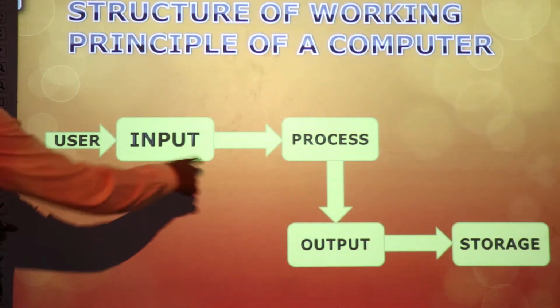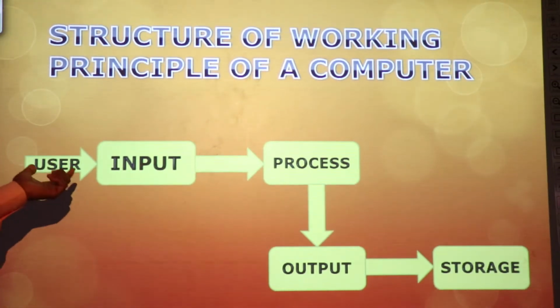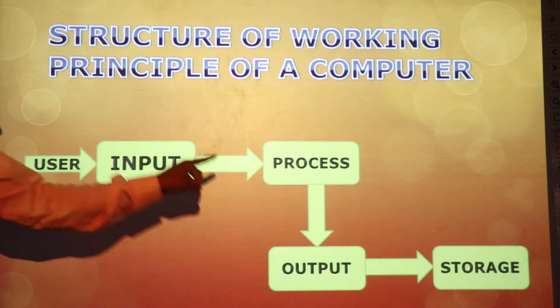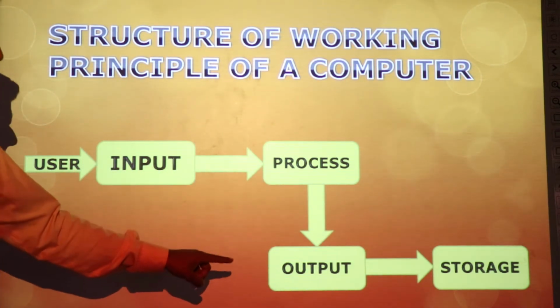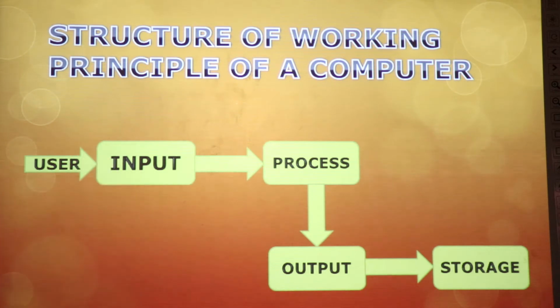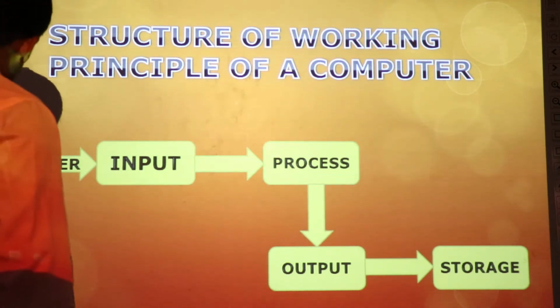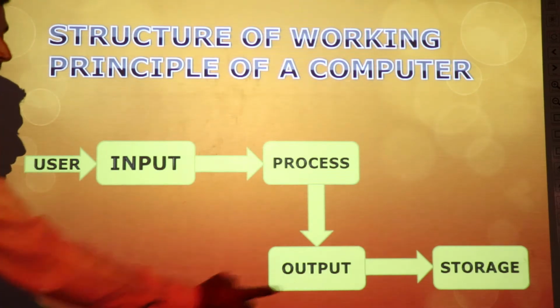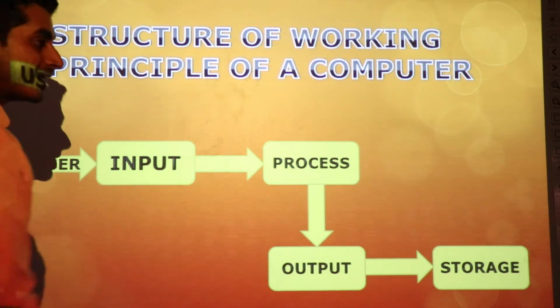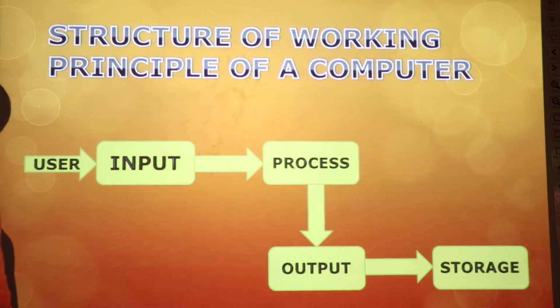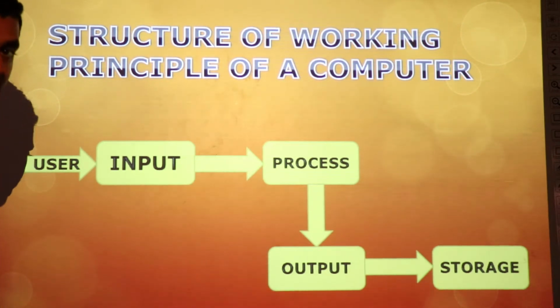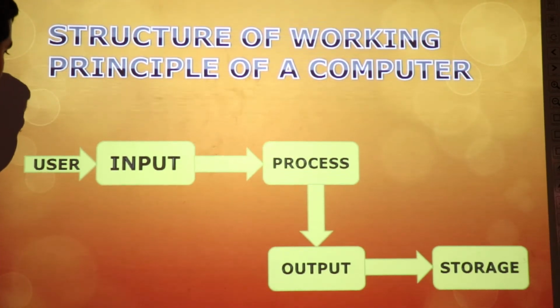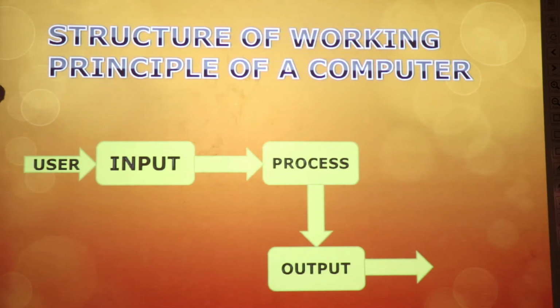This is the IPO cycle, where the user can input the data and process the data. After that, it gives the output. That output we can also store to the hard disk for a long time period. We can access some data from the storage device. So storage is also an important part. So I have added storage for better knowledge.